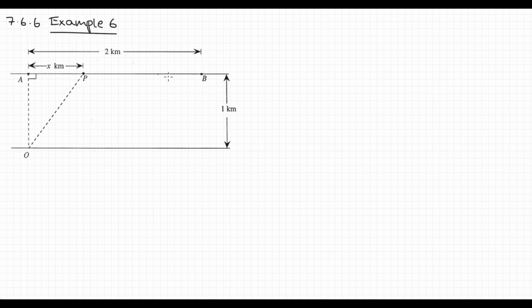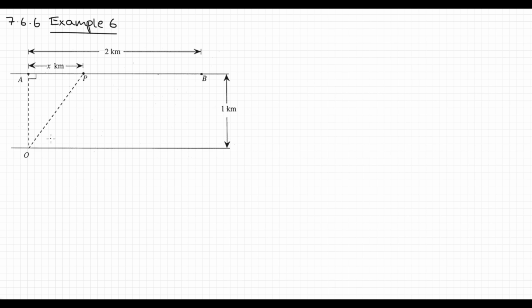So the idea here is that Adrienna can row at 6 kilometers per hour and jog at 10 kilometers per hour. She intends to row in a straight line to a point P on the opposite bank and then jog directly from P to B. And we want to let the distance from A to P be equal to X.